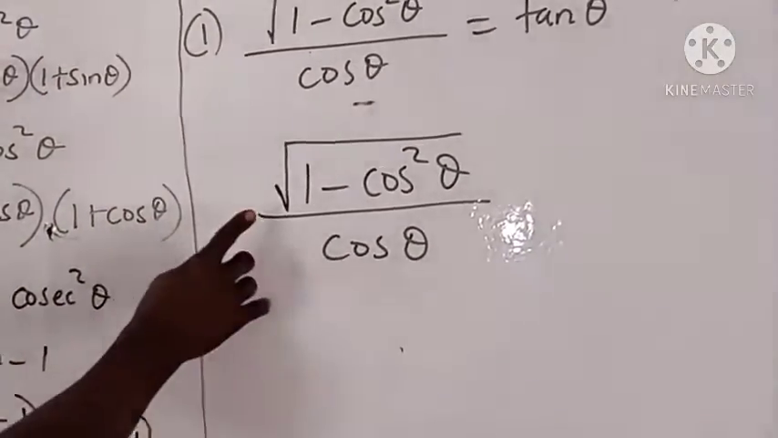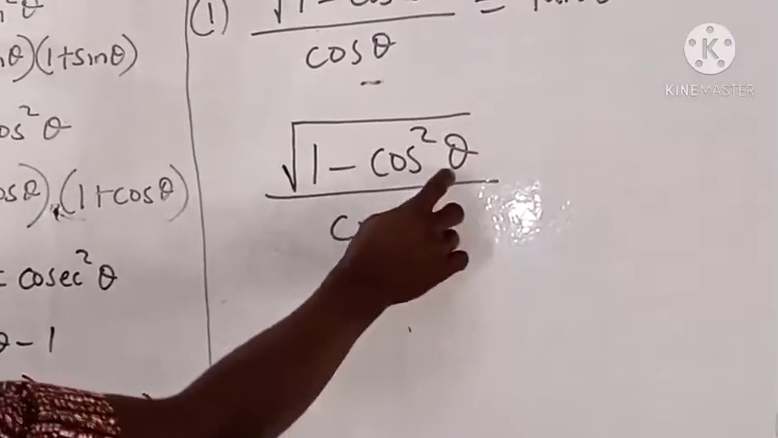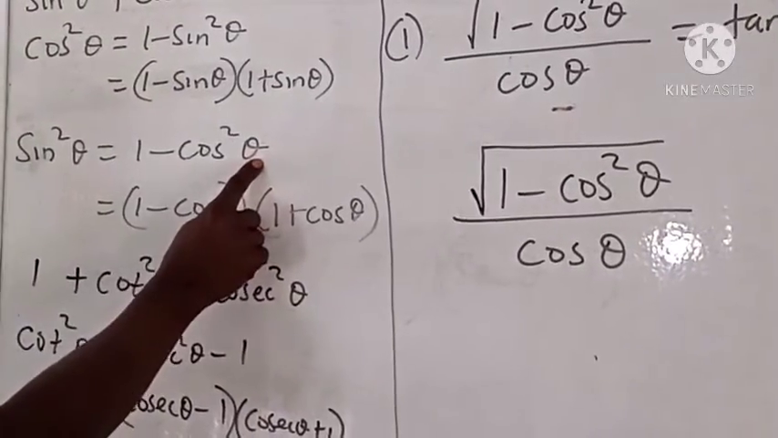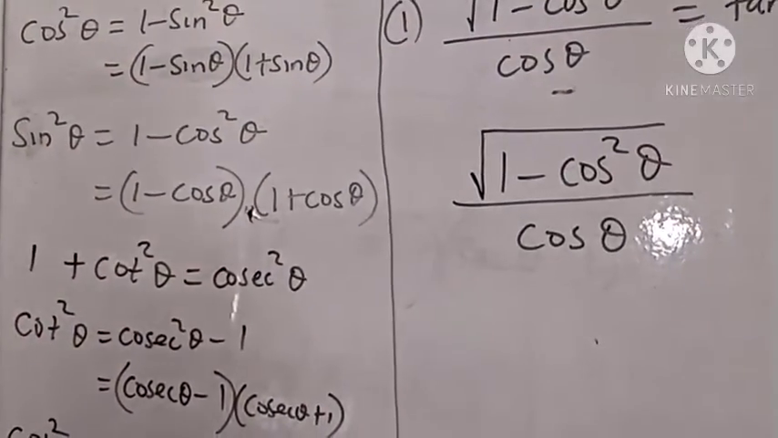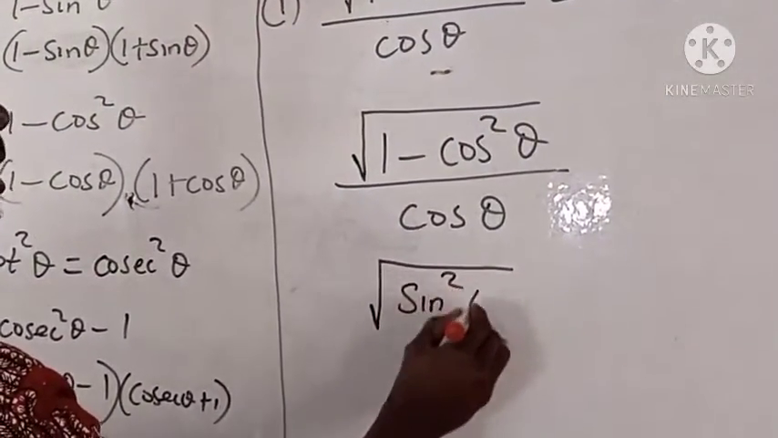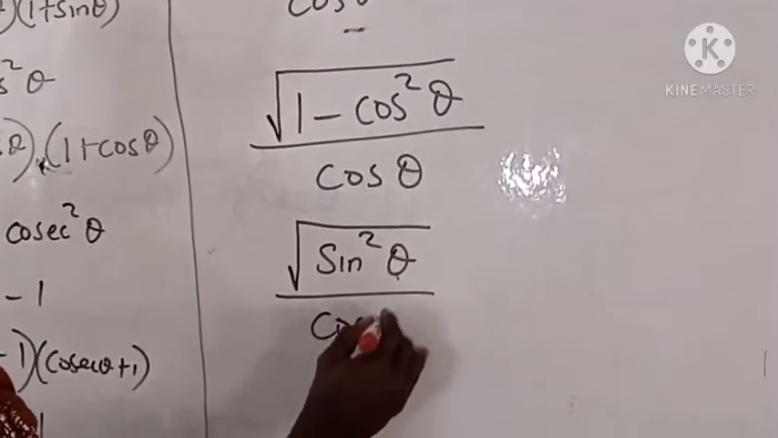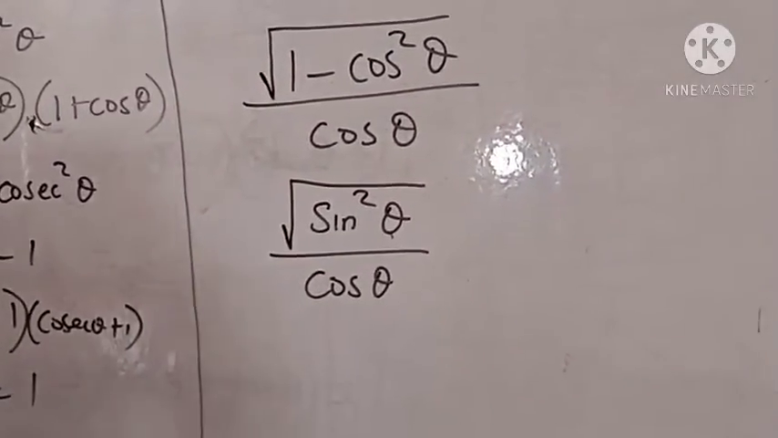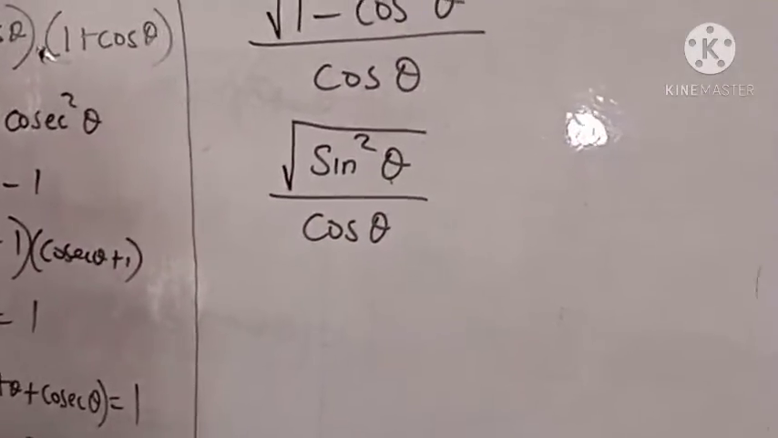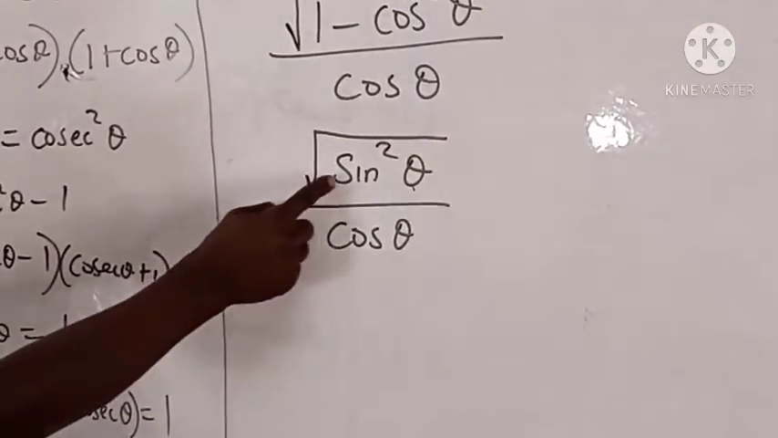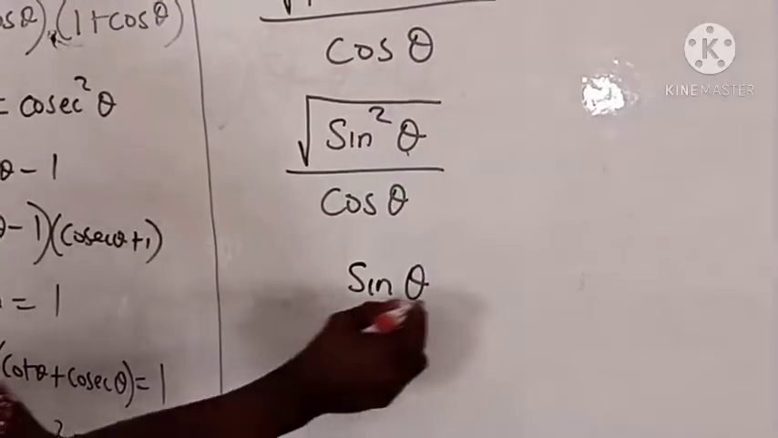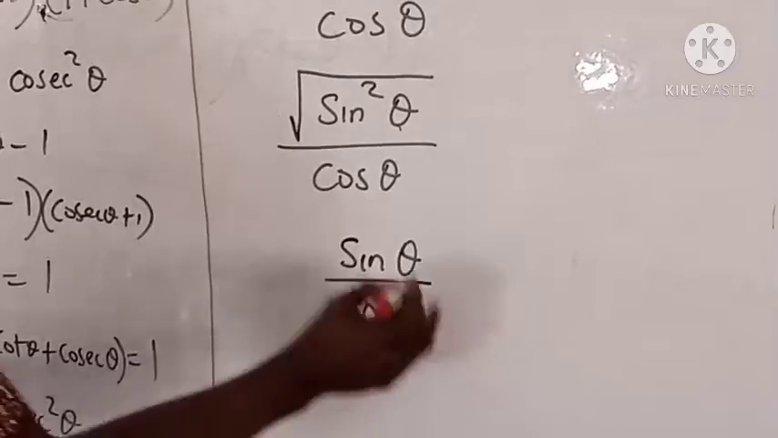What is the singular equivalent of 1 minus cos squared theta? Going back, you find that 1 minus cos squared theta is same as sin squared theta. So in place of 1 minus cos squared theta, I will write sin squared theta over cos theta. So as you can see, the long 1 minus cos squared theta has been replaced with sin squared theta. Now, the square root of sin squared theta gives sin theta, still over cos theta.